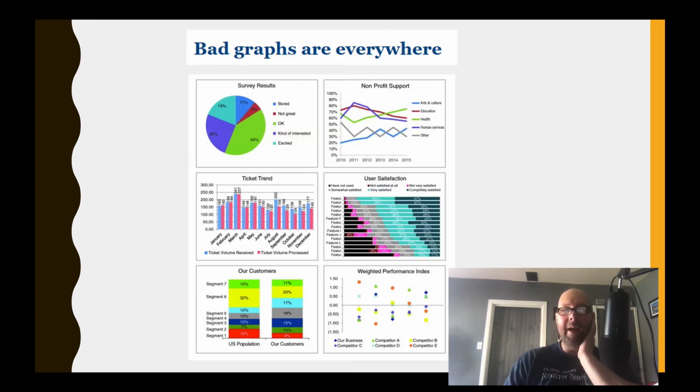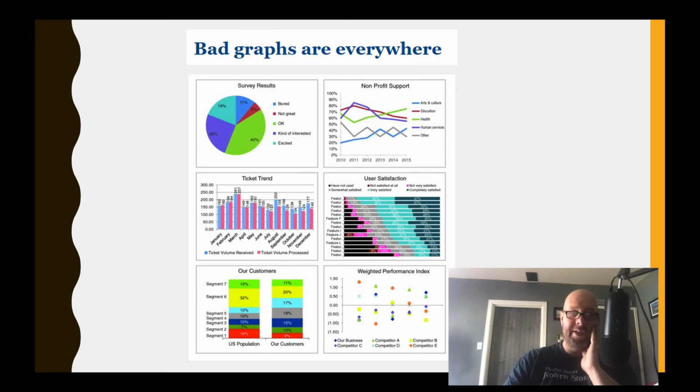Here's an example of bad graphs. There are bad graphs everywhere. Some of them don't tell a good story. Like the ticket trend on here doesn't tell a good story to me. I'm really confused by it. User satisfaction, very confusing. Not a good story.